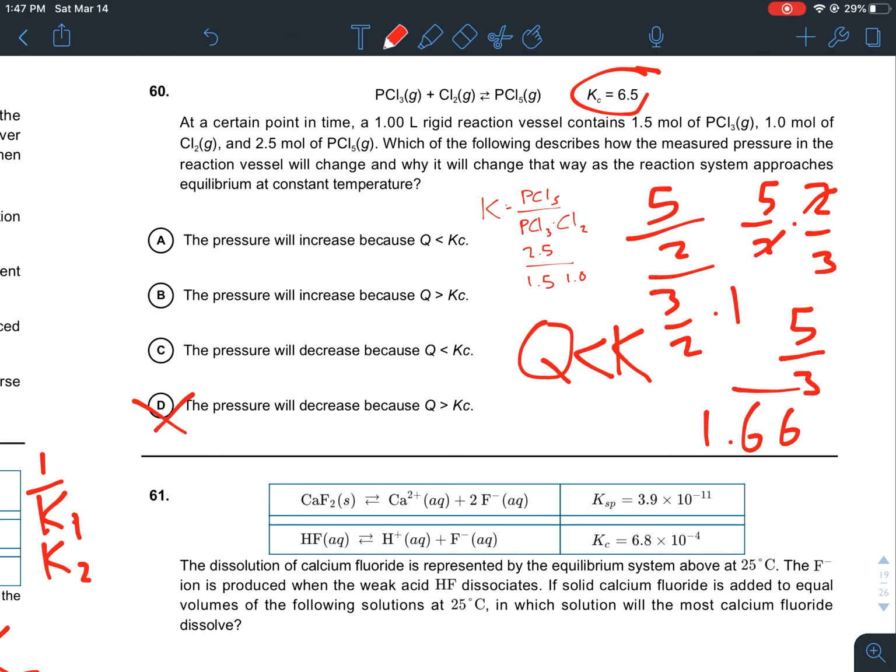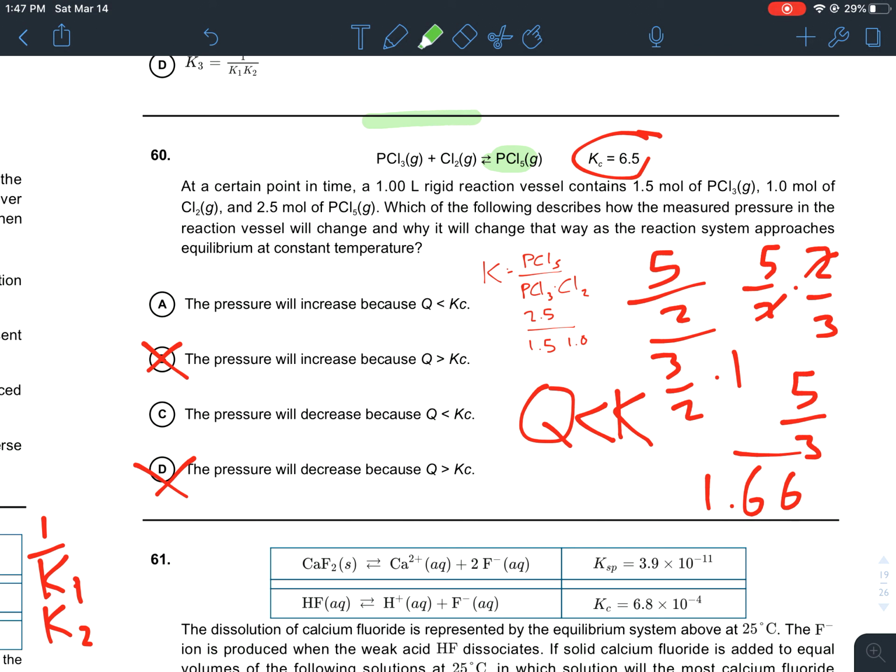So it can't be D, it can't be B. The pressure will decrease. Okay, if Q is less than K, it wants more product. If it wants more of the PCl5, it needs a greater numerator. So if you form more of this stuff, this is only 1 mole on this side and there are 2 moles on this side. This stuff will go away, so your pressure will decrease. The answer is C.